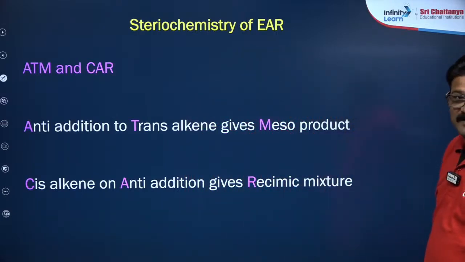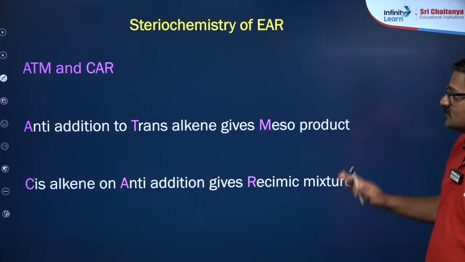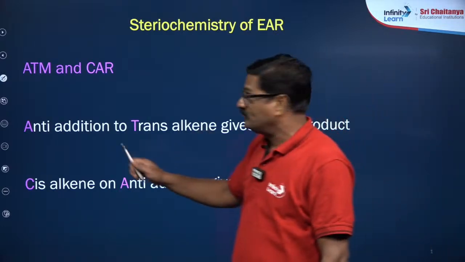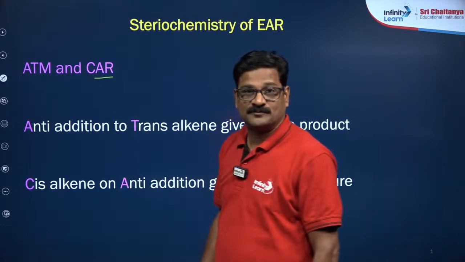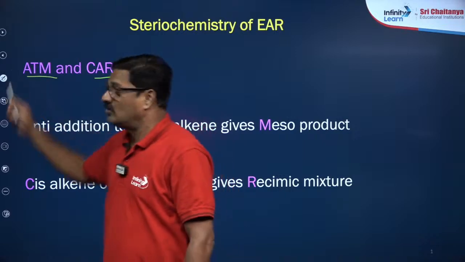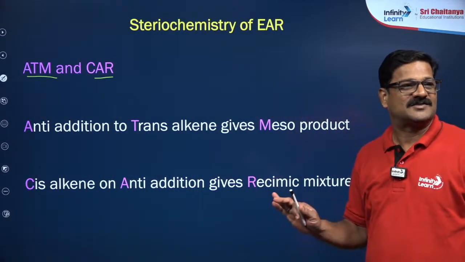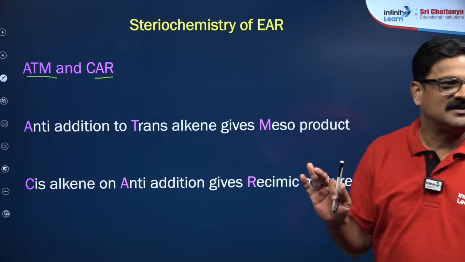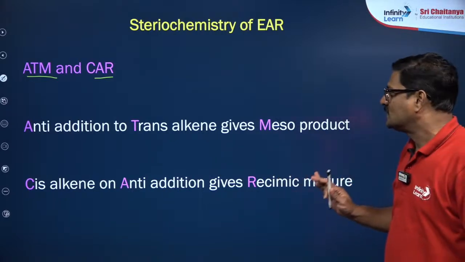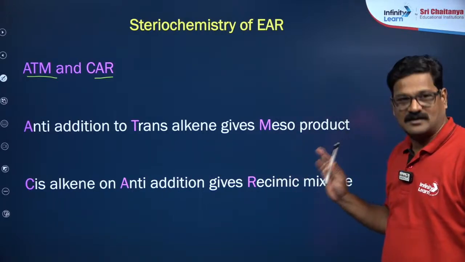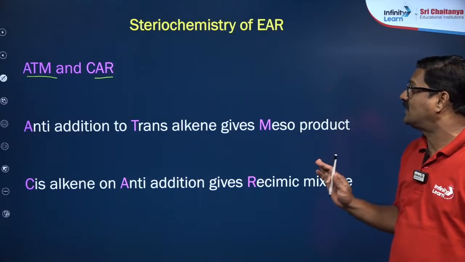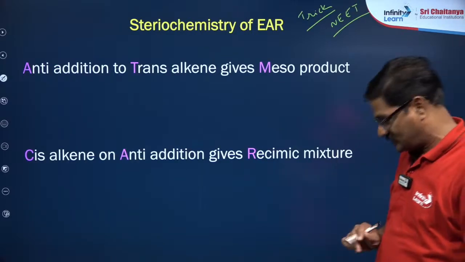Cis alkene on anti-addition gives meso product. So I will tell you, you pick a car, go to an ATM, and loot the money there, okay? Don't spam, beta, okay? So ATM and a car is a key point in the stereochemistry of electrophilic addition reaction.